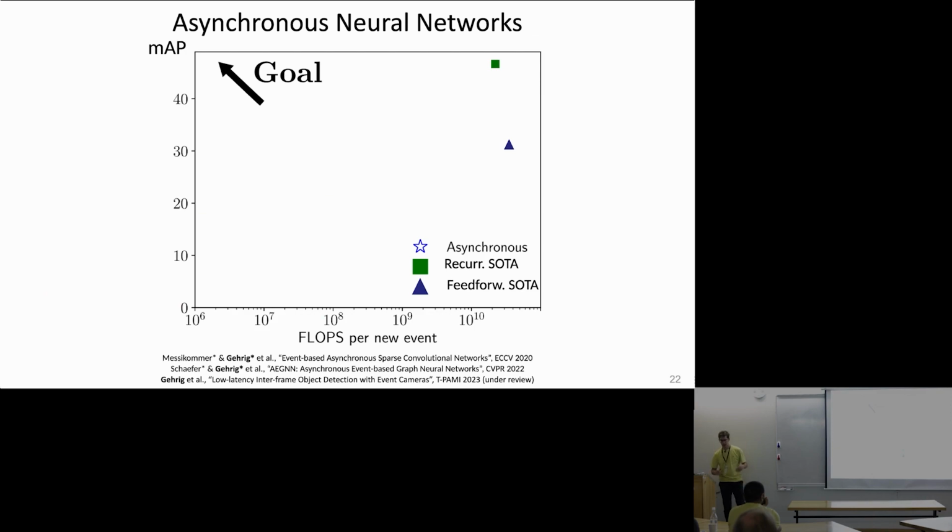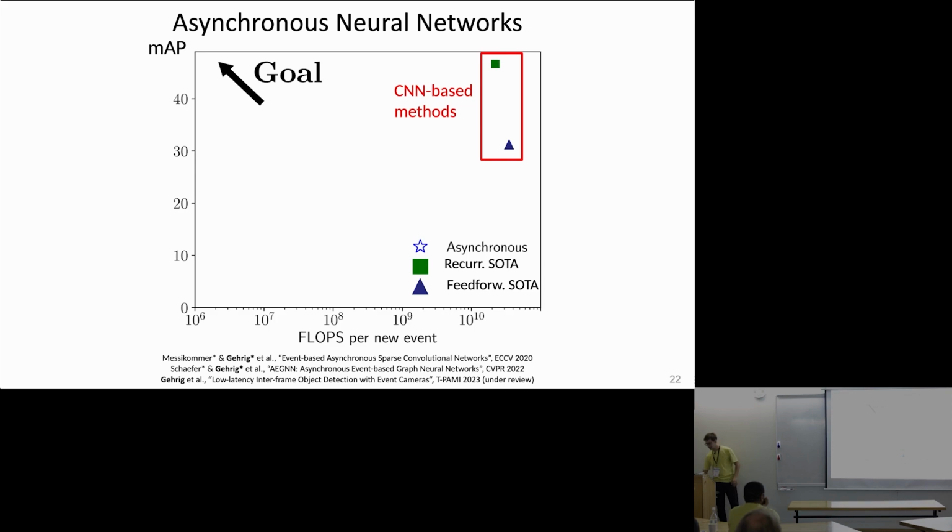So how do these models now stack up against the original models that I showed you that process events as frames? You can see on the right the two state-of-the-art. One of them processes events in a recurrent fashion, one of them in a feed-forward fashion. And you see that they have very high mAP, but they're quite far to the right. So the amount of computation to incorporate a new event into the prediction is very high. That's what's on the x-axis.